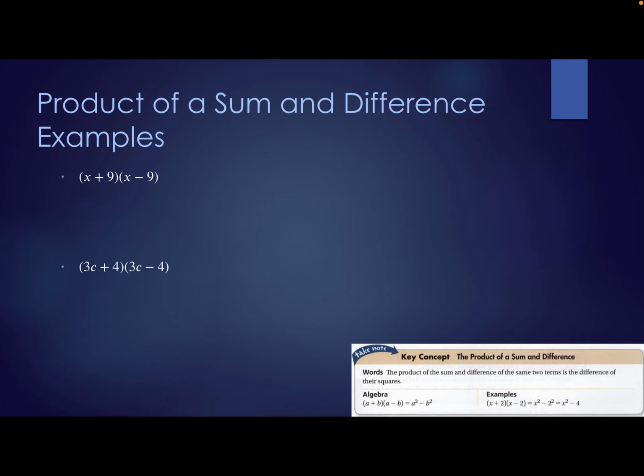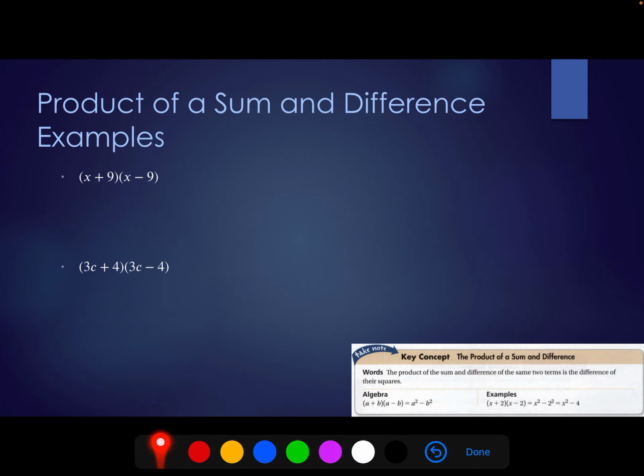All right, now let's take a look at some examples of a product of a sum and difference. We're going to try and work through these examples without using the FOIL method and just using this pattern right down here, that a plus b times a minus b is equal to a squared minus b squared. So, just like we did when we were working on the square of a binomial, we want to identify what our a term is and what our b term is.